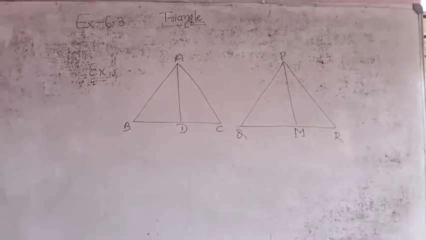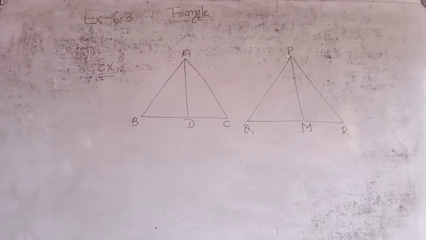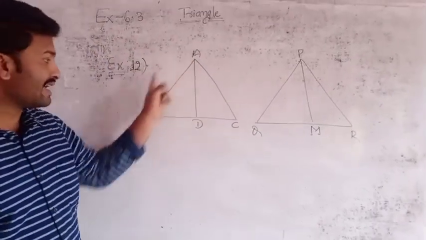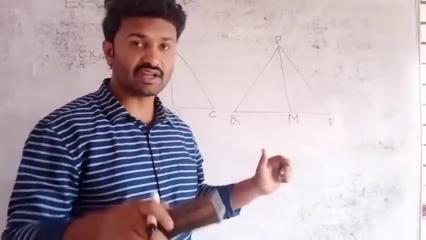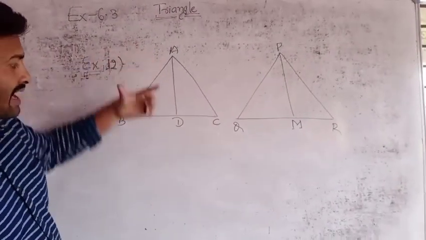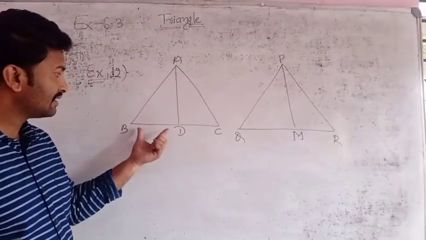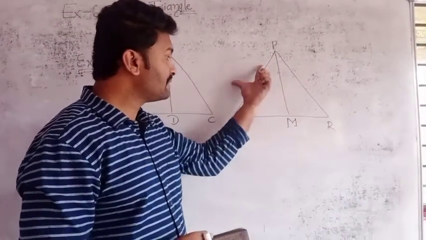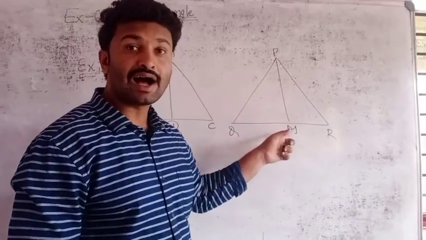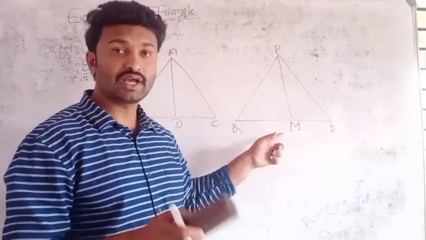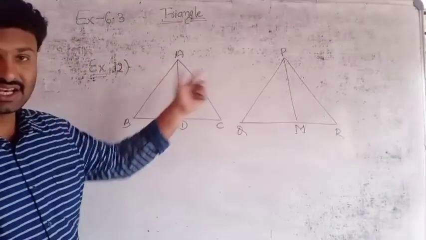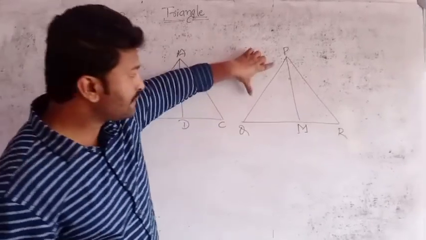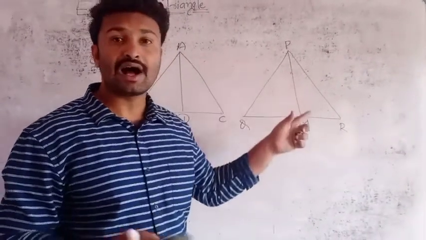Hello, this is the next question of your exercise 6.3. It's the 12th question. In the 12th question, in triangles ABC and PQR he has given AB, BC and AD, and in triangle PQR, PQ, QR and PM are proportional sides. Both in triangle ABC and PQR, AB and BC, AD, PQ, QR and PM are proportional.